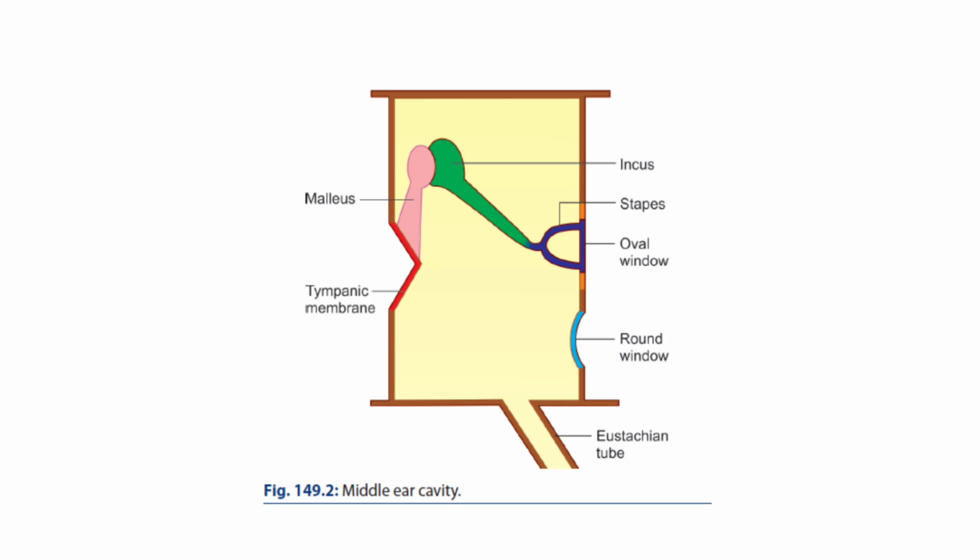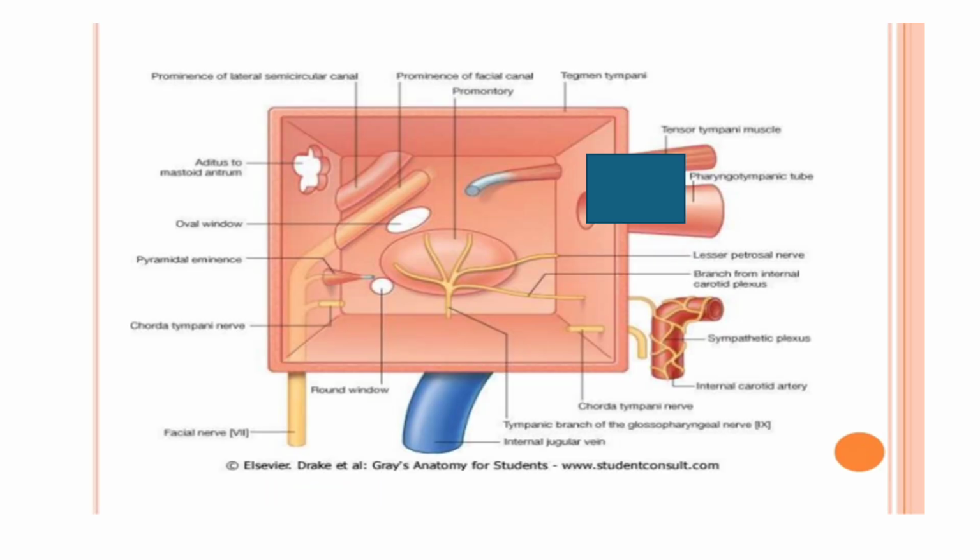The handle of the malleus is attached to the tympanic membrane. Here we can see the malleus is bound to the incus by minute ligaments. So whenever the malleus moves, the incus moves with it. Now come to the stapes, the purple bone. The opposite end of the incus articulates with the stem of the stapes, and the footplate of the stapes is attached to the oval window, which is the membranous labyrinth. So in this way they are attached here.